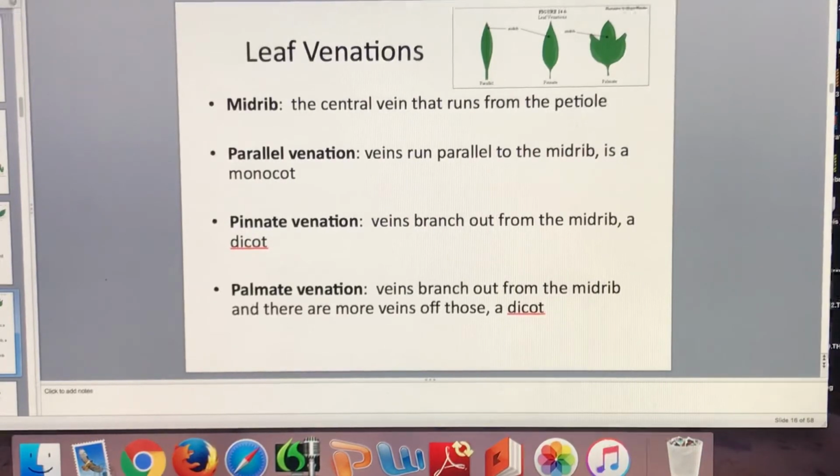And just to make a note on here, there's veins coming off the midrib. So there's numerous branches on the palmate.